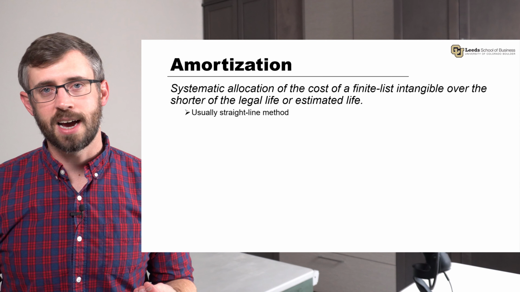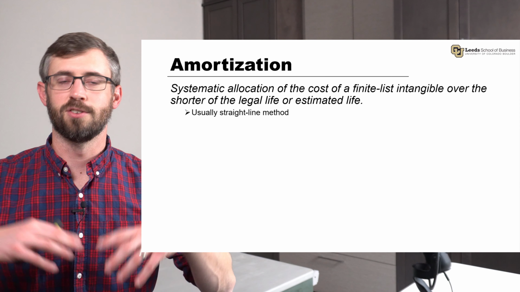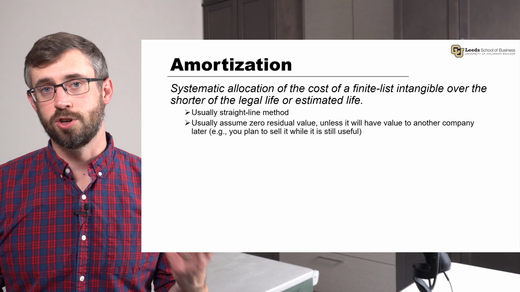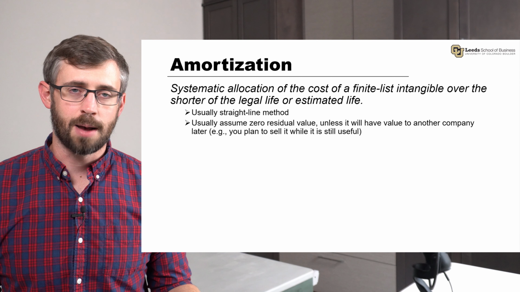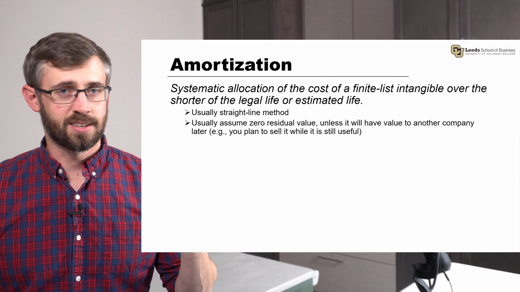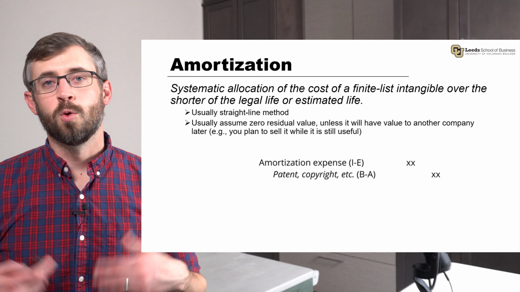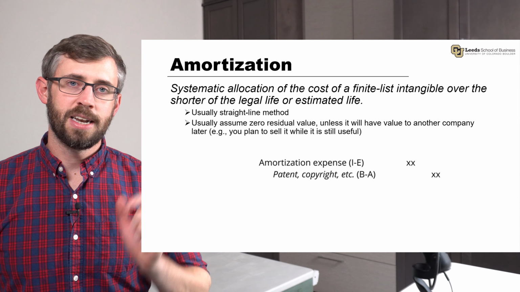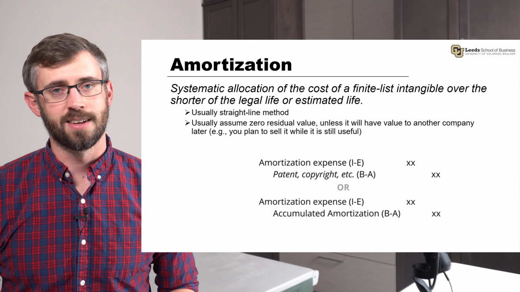Usually we are going to amortize these things on the straight line method, so we don't have to worry about those complicated depreciation methods we saw with PP&E. And usually we're going to assume that there is no residual value at the end of its life, because either we plan to stop using it, or its legal exclusivity runs out, and so then there's no value remaining. So when we record amortization, we're going to debit amortization expense, and in most cases we're going to credit the intangible asset itself.